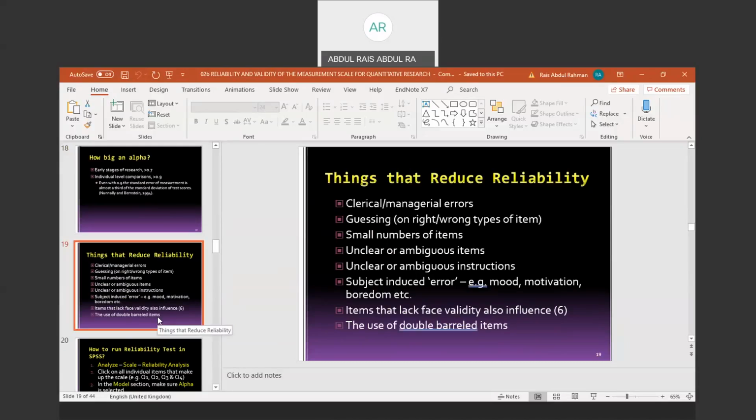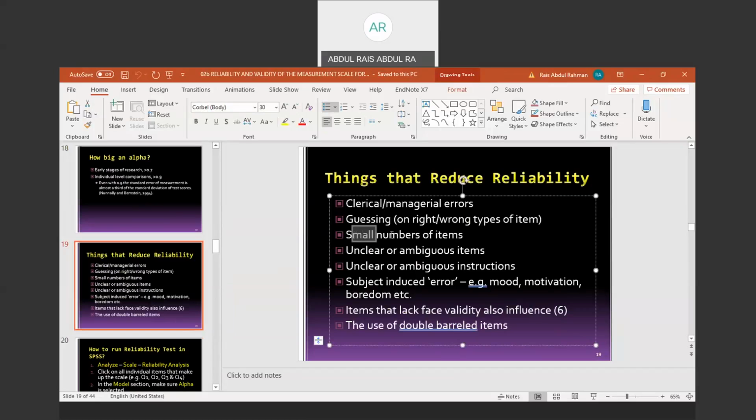What are the things that may reduce reliability? Some of them may be clerical or manual errors, guessing on the right type of items. Your items may be too small in amount, maybe food quality, service quality, you ada 3 items saja, and in that scenario mungkin you punya Cronbach alpha for service quality based on 3 items tu mungkin 0.5 saja. So jangan ada item yang terlalu sikit sangat.